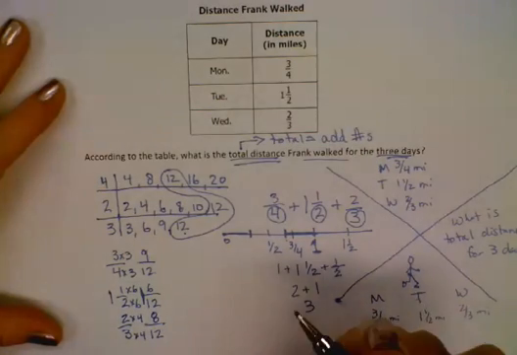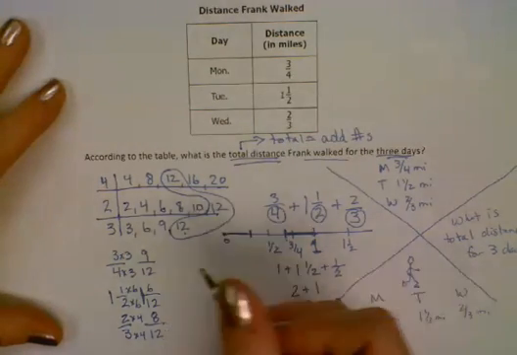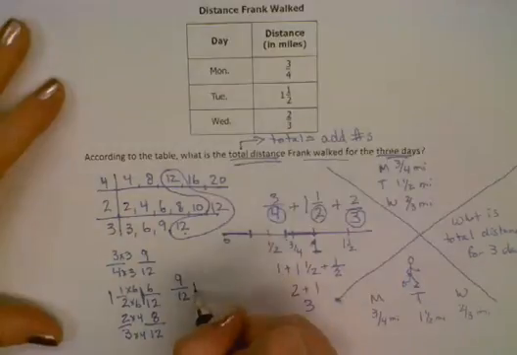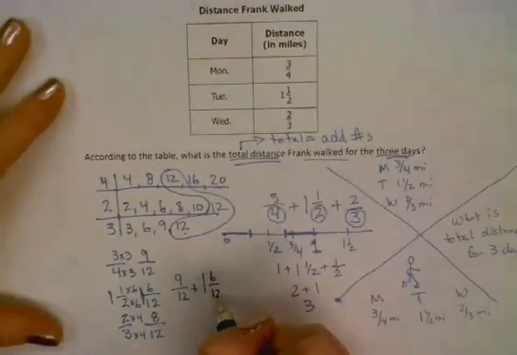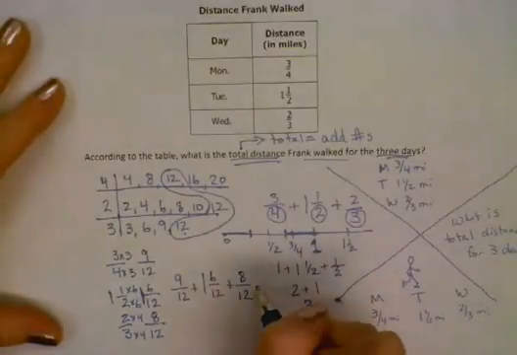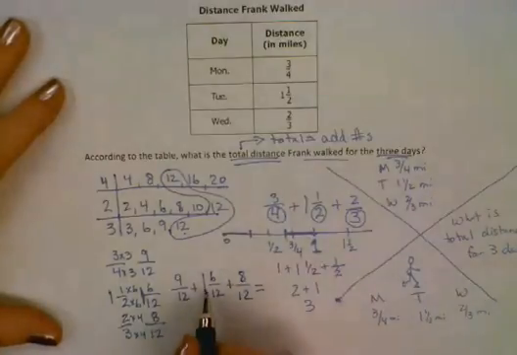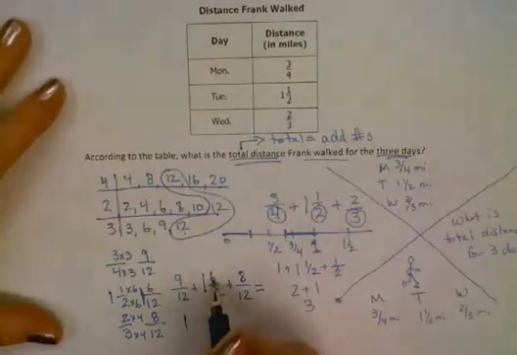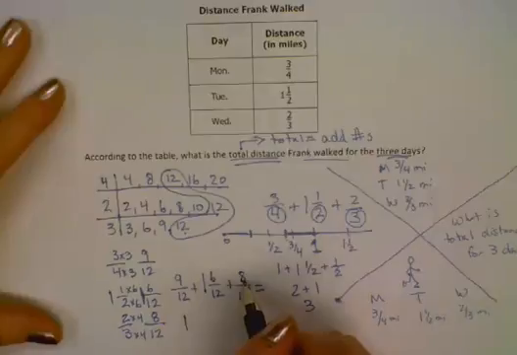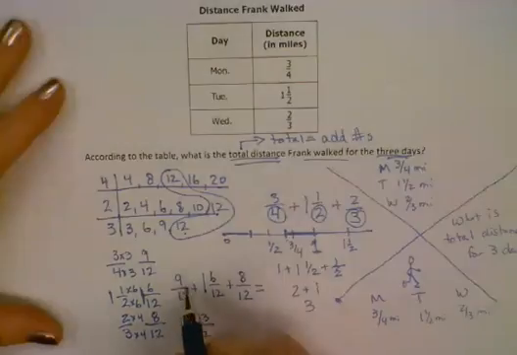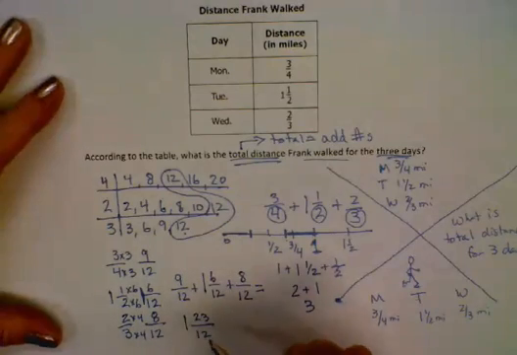Now I rewrite my problem so I can solve it. So instead of 3/4, I have 9/12. Instead of 1 1/2, I have 1 6/12. Instead of 2/3, I have 8/12. That equals, I only have this one whole number, so I'll put a 1. 9 plus 6 is 15, plus 8 is 23. Let's double check this another way. 6 plus 8 is 14, plus 9 is 23. I think I've got it correct.